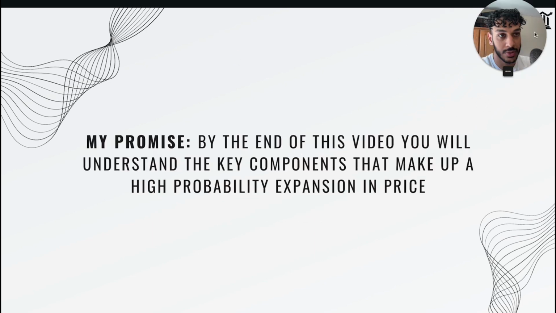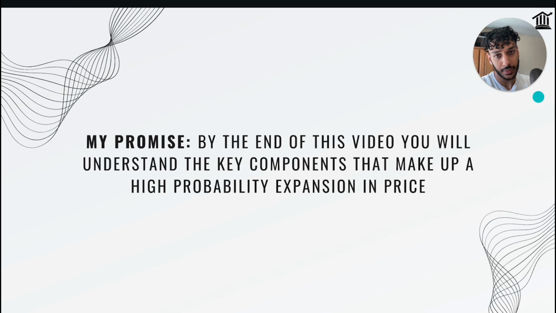Let me just make myself smaller there. So my promise by the end of this video is that you will understand the key components that make up a high probability expansion in price. Of course, this is just my own opinion. If you have any others, drop them down in the comments. If you think I missed anything, I'm all ears.